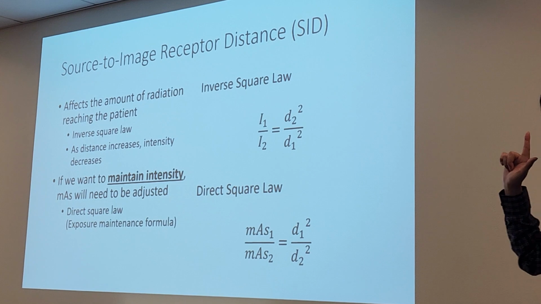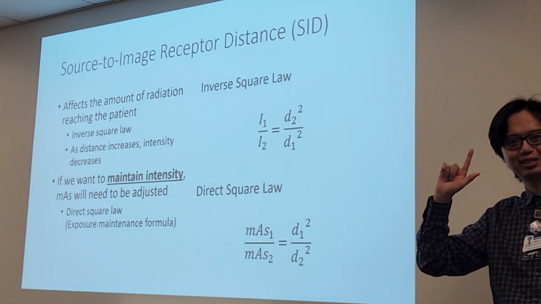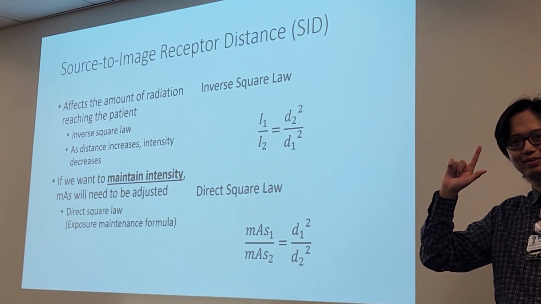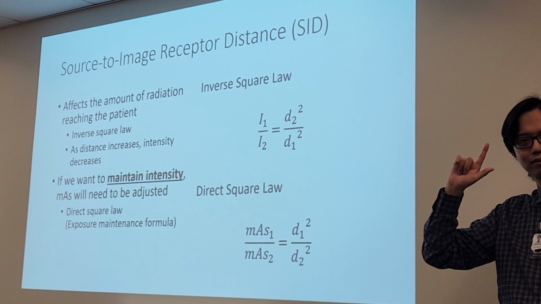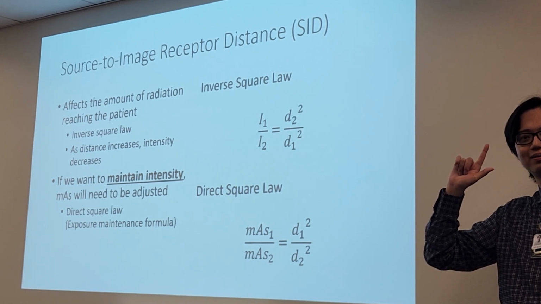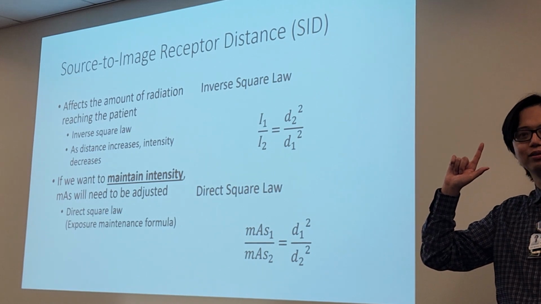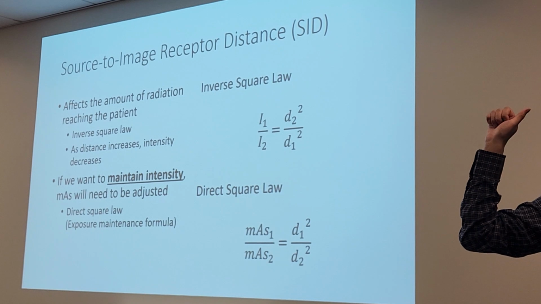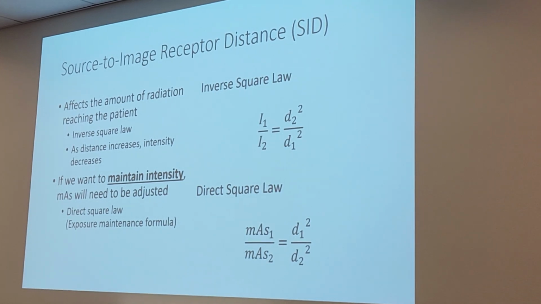SID and OID. There's a third one. Do you remember that? SID, OID. And the other one. Yeah, it's SOD. Source to, no, it's source to? Object distance. Good. Okay. Source to object distance, SOD. Right, so we have SID, SOD, and OID.